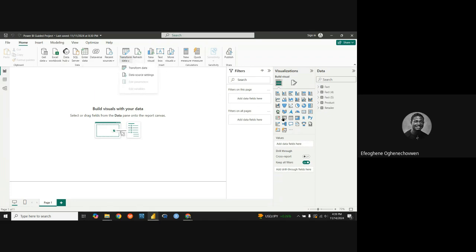This is where we stopped in the last class, and I'm going to go over to my transform data to continue from where we stopped. If you can see, I already started naming the tables. So I have some of them unnamed.